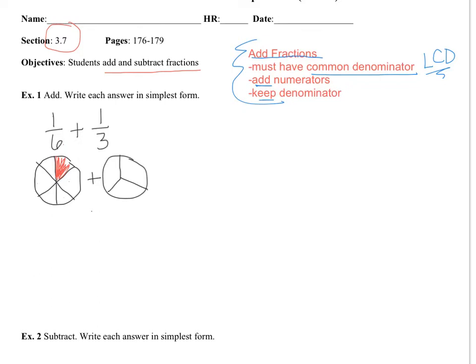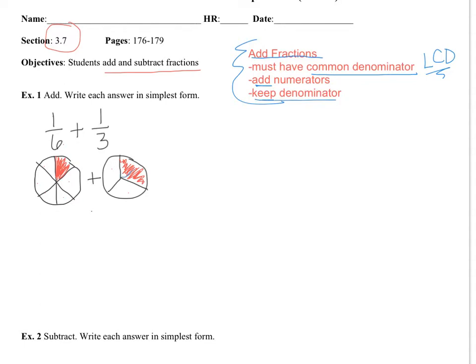1, 2, 3, 4, 5, 6. I have 6 pieces to my pizza and I ate 1. Plus my 1/3. So I have 1, 2, 3 slices and we eat 1 piece. So that is what I'm adding. But if you notice, the 1/6 slice is much smaller than the 1/3. So it doesn't make sense for me to add 1 plus 1 because they're not the same size. So this is why we need the common denominator.